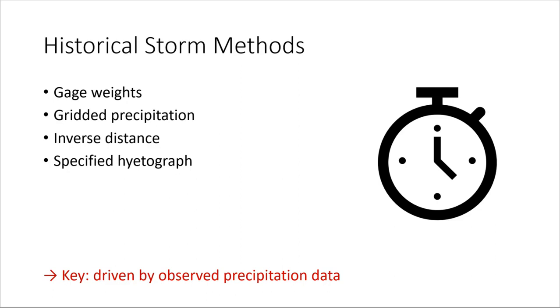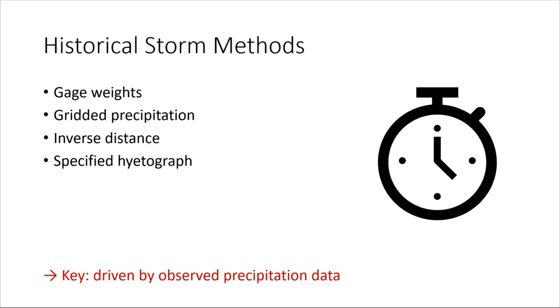Historical storm methods are means for providing precipitation boundary conditions to a basin model in a way that it reasonably represents an event that occurred in the past. Historical events are unique, like fingerprints or snowflakes, varying in precipitation depth, temporal and spatial pattern, and so on. These methods intend to capture the things that make an event unique.